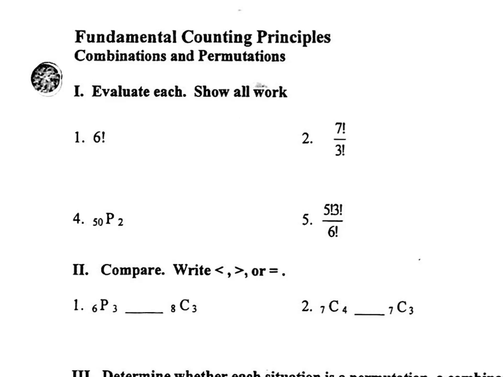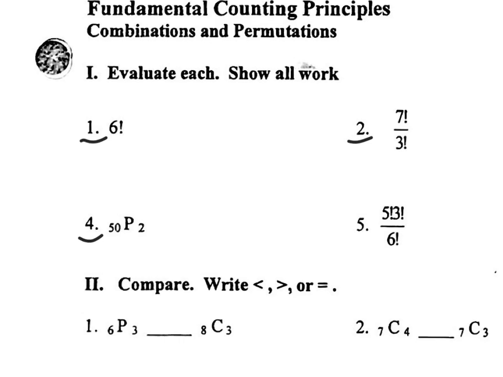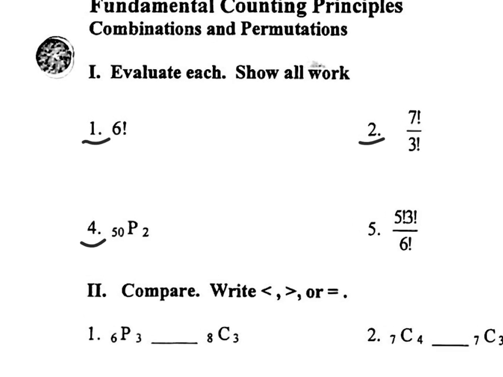So I'm going to be doing number 1, number 2, number 4, and number 6 in this part of the worksheet. So let's start with 6 factorial. What does that mean? It's 6 times 5 times 4 times 3 times 2 times 1, which is 720.